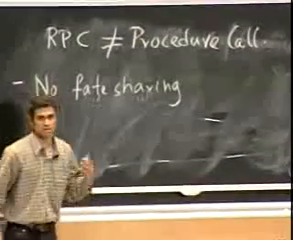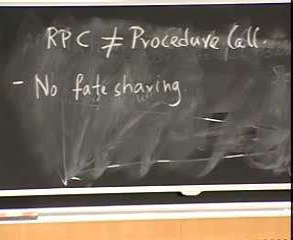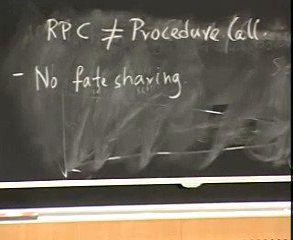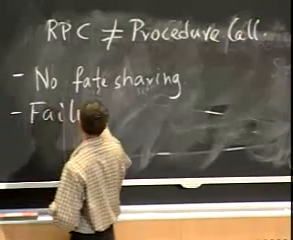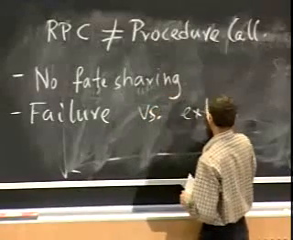Previously I presented this as an advantage because, if you have fate sharing, then the caller is always at the mercy of the callee. But because you have no fate sharing, you have other problems to deal with. In particular, all of these stem from the fact that it's extremely hard to distinguish between a failure and something being extremely slow.